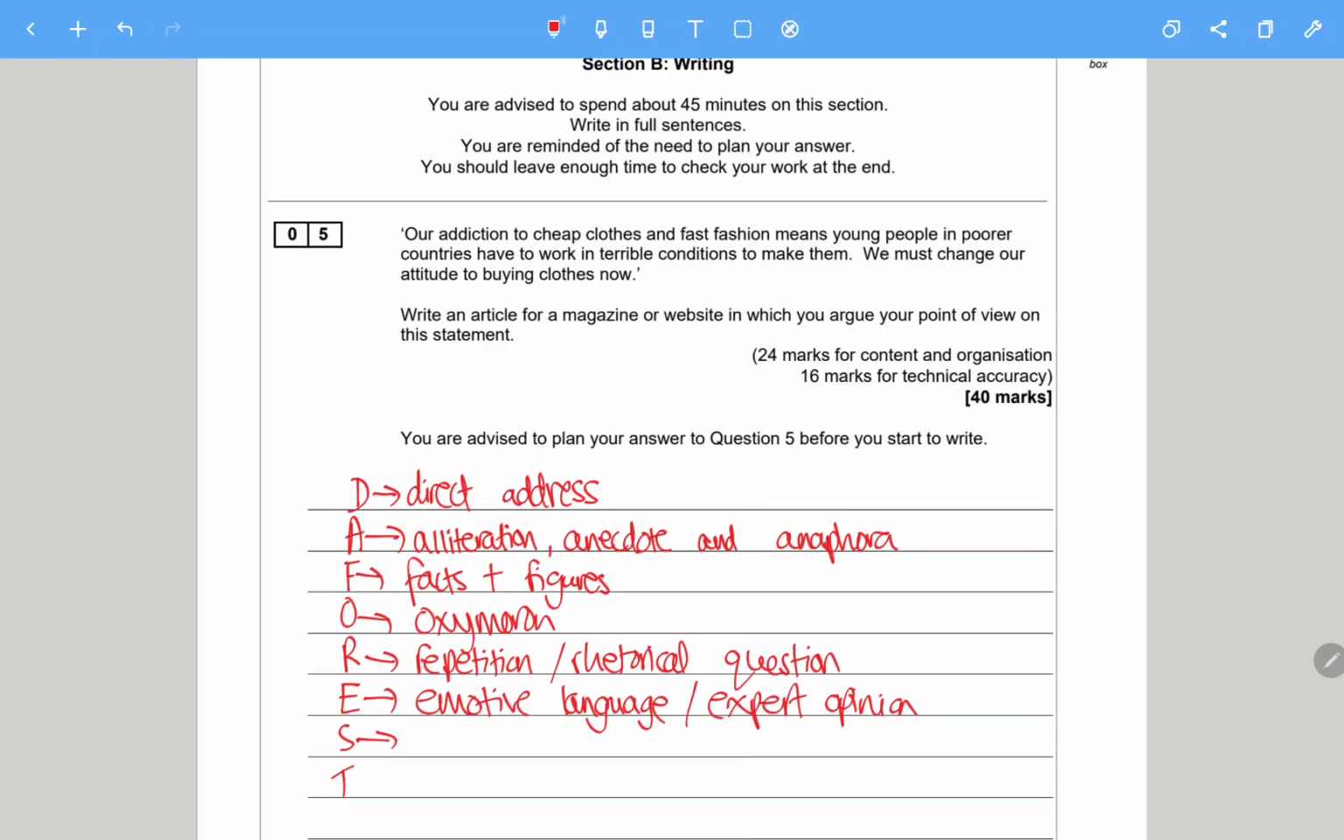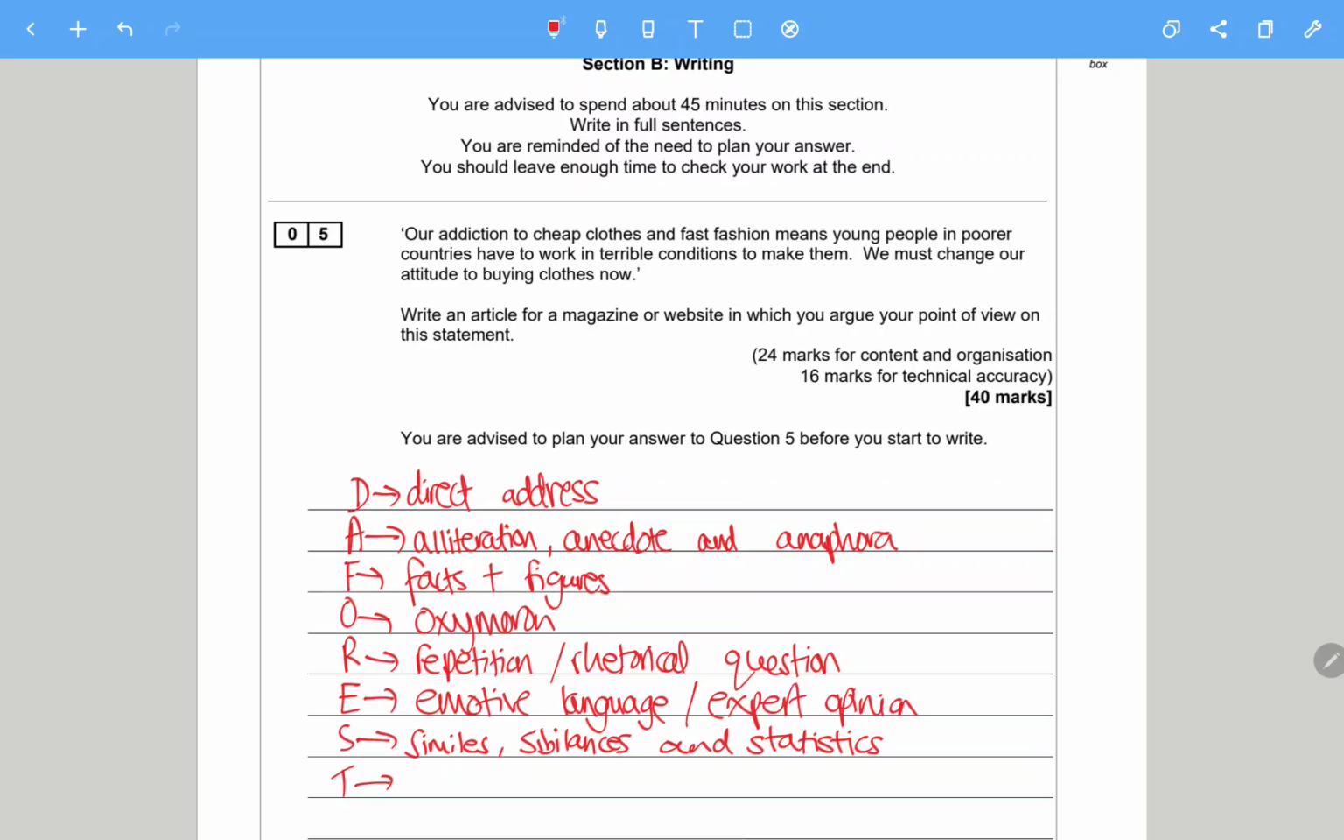S is similes. We've got sibilance and statistics. So similes, using like or as to compare something. Sibilance is using two or more letters or words that have the soft S sounds, and statistics is of course using figures to prove your point.